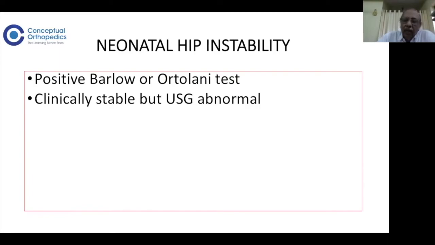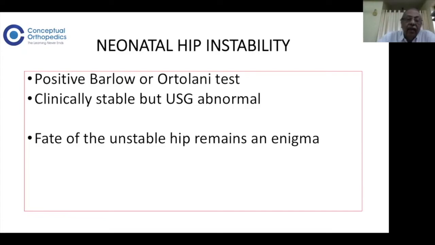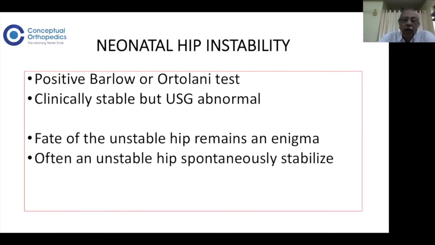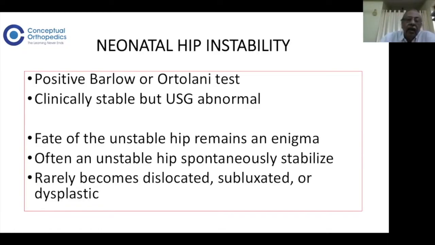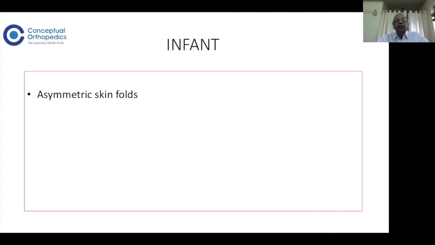We'll come to the ultrasound evaluation in the subsequent slides. The fate of this unstable hip, that is neonatal hip instability, still remains an enigma. Often, an unstable hip spontaneously stabilizes in more than 80% of the cases, while rarely it becomes dislocated, subluxated, or goes into dysplasia. So rarely it can go into the spectrum of DDH, or it can reduce itself and become a normal hip. Now we will come to the infant, after the neonates.